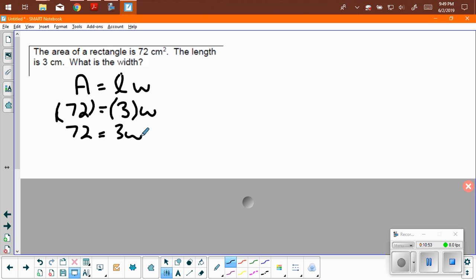Now I have an equation to solve, right? What should I do here? Okay, we should divide both sides by 3. Okay, so on this side I'll have just W. And on this side, 72 divided by 3 is 24. Okay. And we're good.